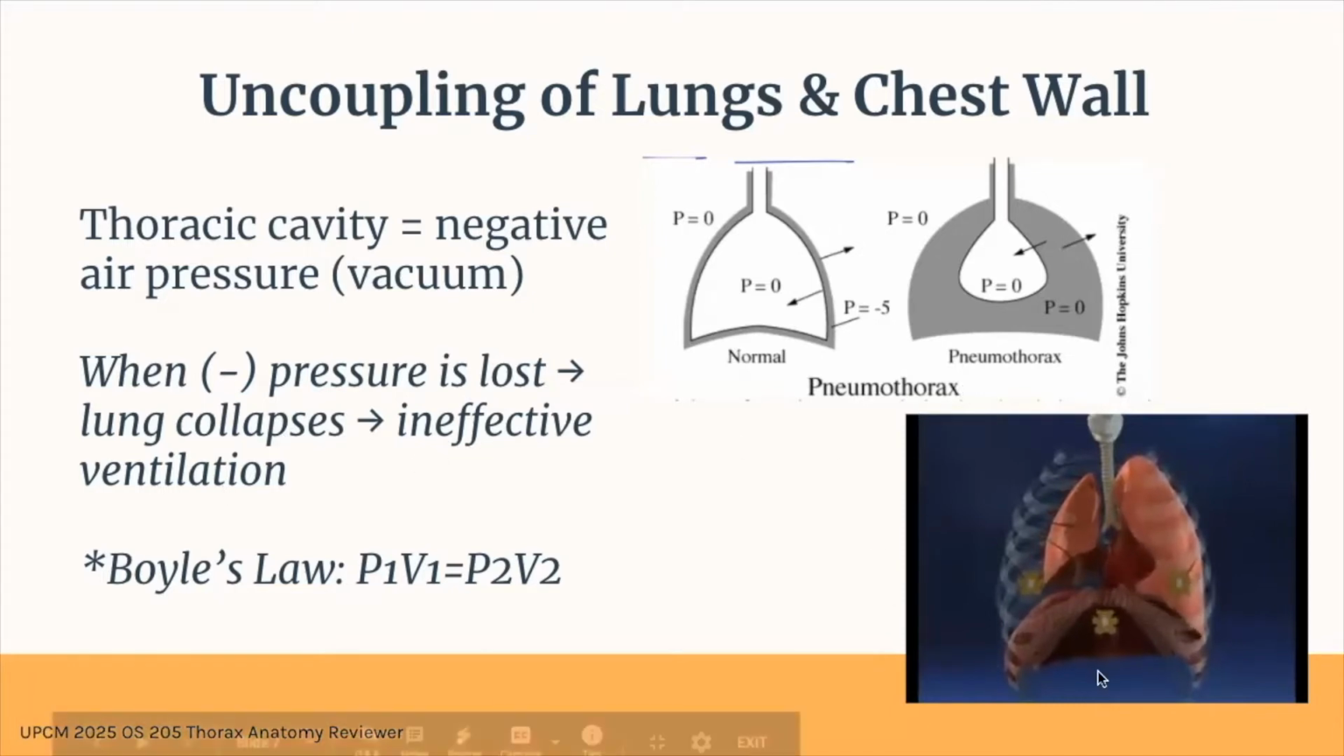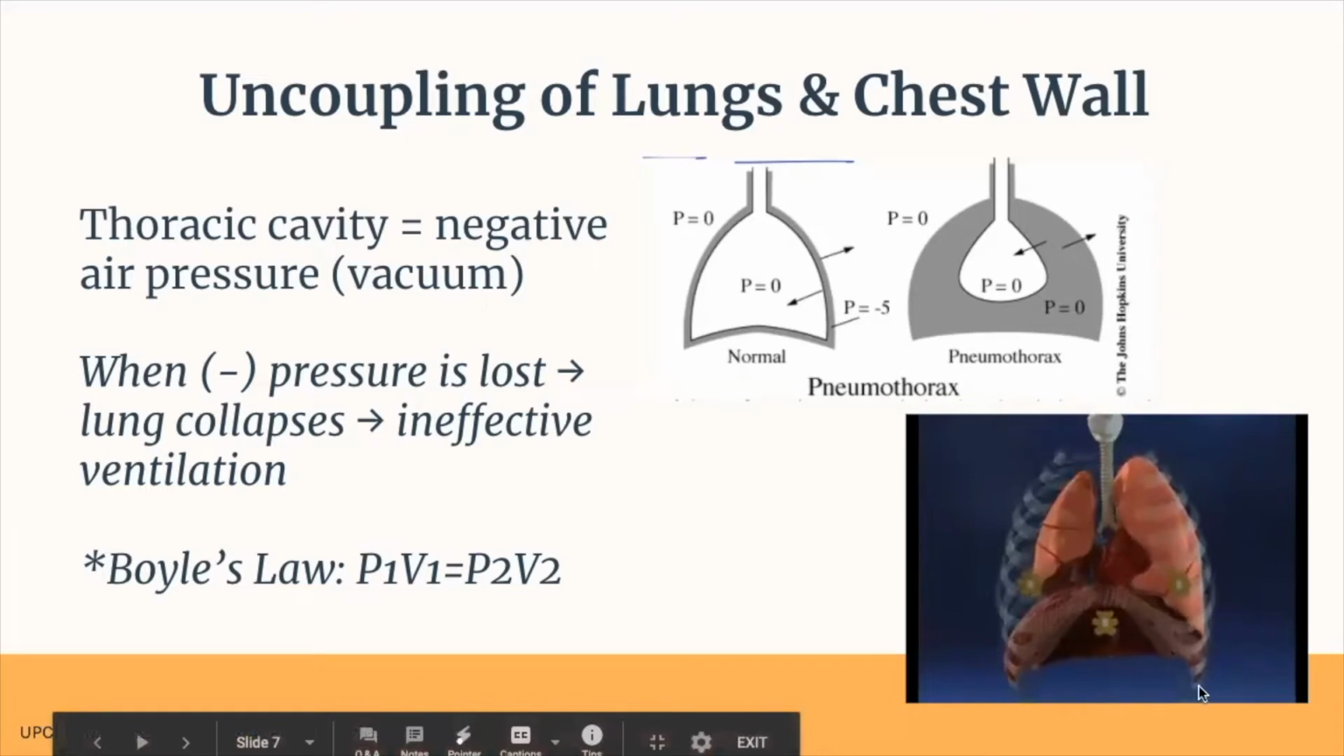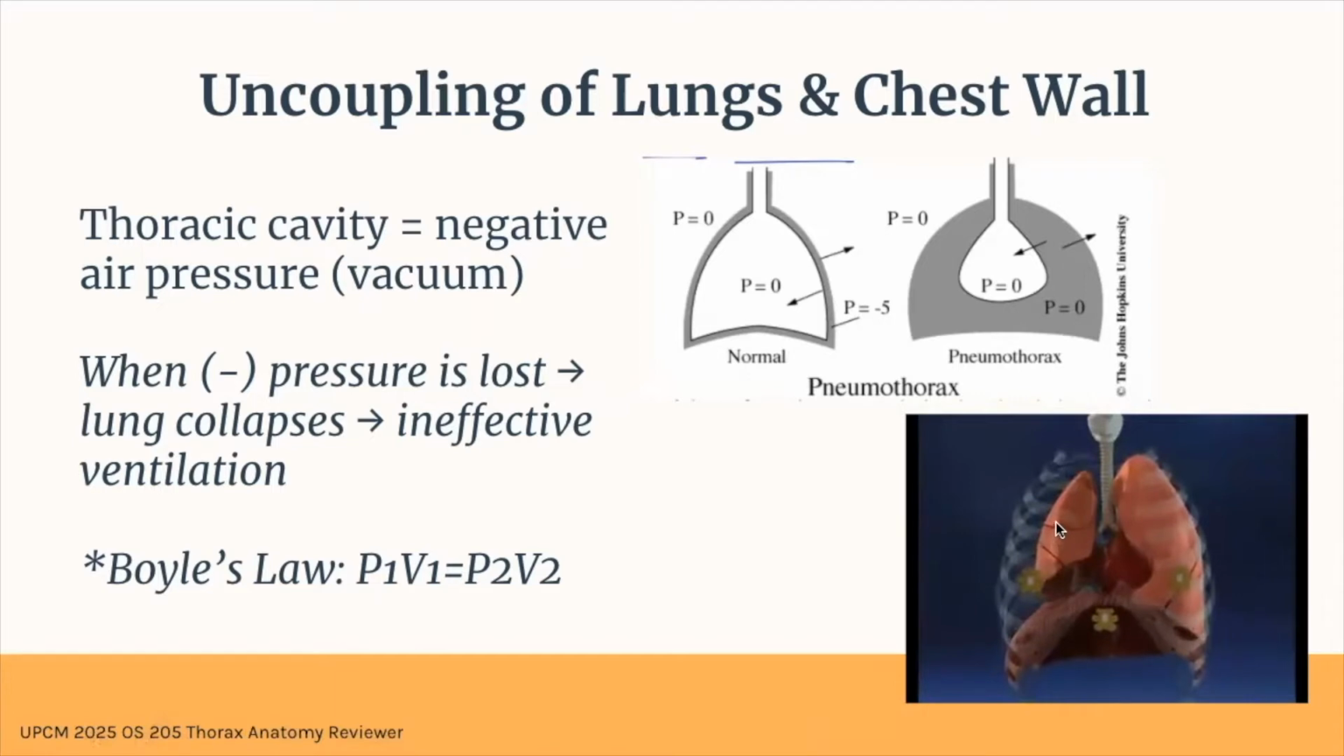On this side, this is an example of a person with a pneumothorax. You can see that in the left lung, the ventilation is okay. But here on the right, because the negative pressure was lost, it has difficulty expanding. The lung looks collapsed, so there is ineffective ventilation.